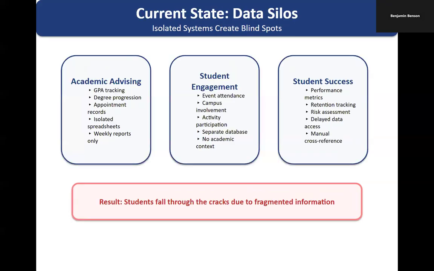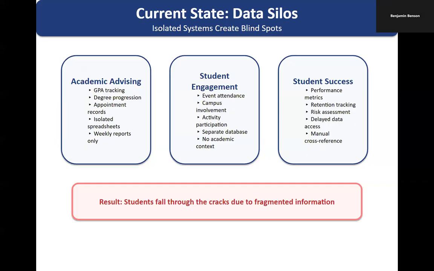So, the current state is that at Georgia College, for instance, academic advising and student success utilize a database called Slate, and that is new, that both of them use the same thing. Student engagement uses Campus ESP, or not Campus ESP. They use GC Connect, which is a completely different thing. Academic advising tracks GPA, tracks degree progression, and knows their appointment records. In the old way, they may have been kept in isolated spreadsheets and may be seen in weekly reports.